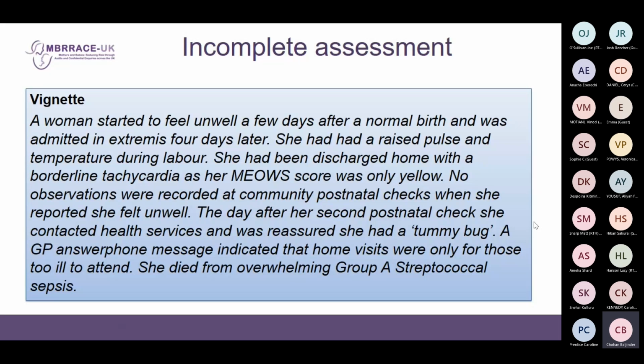Now, I don't want you guys to be really paranoid about every single patient, but I think sometimes these real life cases, they'd probably stick with you a bit better than trying to come up with pretend cases, because these are real women who unfortunately have died, and there's always so much learning. But the focus of this case was the fact that she was never completely assessed.